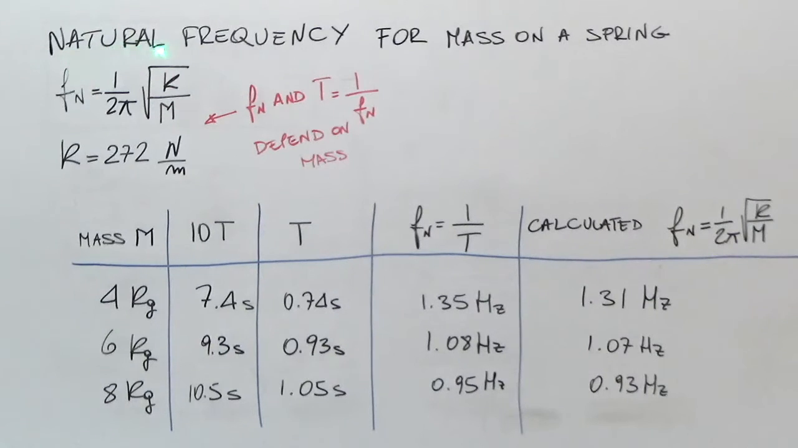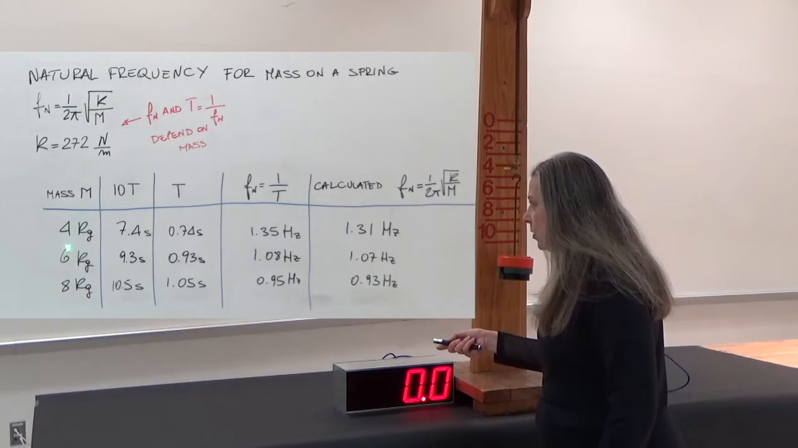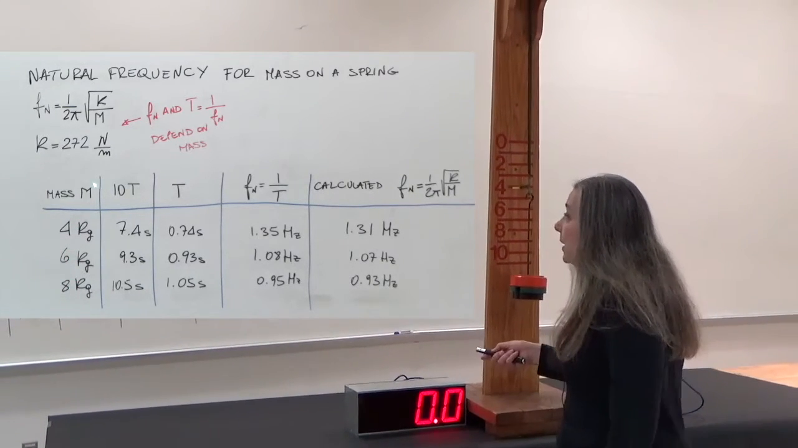In fact, the natural frequency for a mass on a spring, denoted by f sub n, is 1 over 2 pi times the square root of k over m, where k is the same spring constant that we found just a moment ago, and m is the mass that's hanging on this spring. I have 3 different masses here, 4, 6, and 8 kilograms, and we can do the experiment.